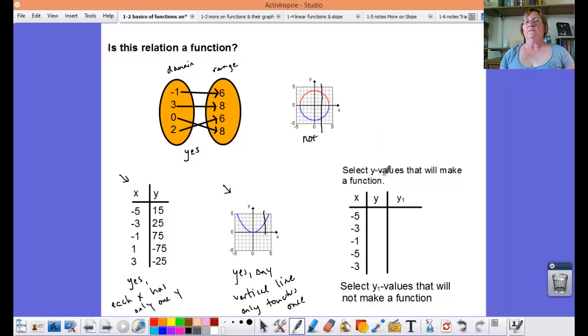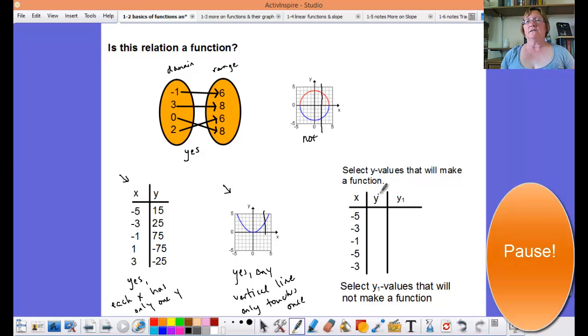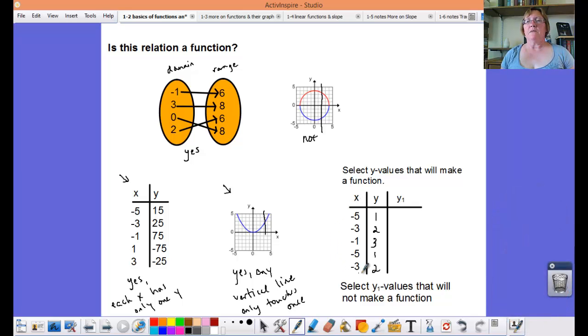Okay. Our next activity here, we're supposed to do two different things, so I hope this is not confusing to you, but I want you to select Y values that will make this a function. If you would, let's pause the video. You can see my responses again. In order for this to be a function, that X value -5 has to be with the same number each time. And it is. This repeated X, -3, has to be with the same value each time, and it is.